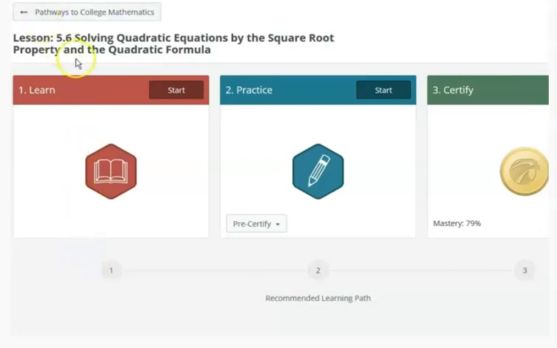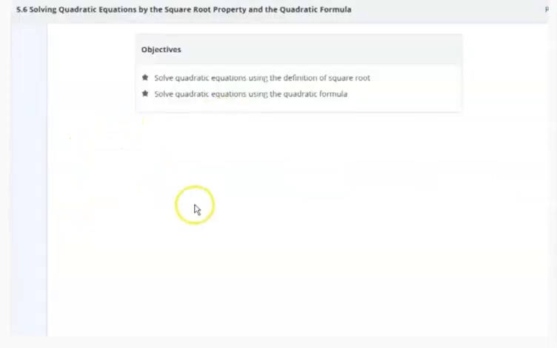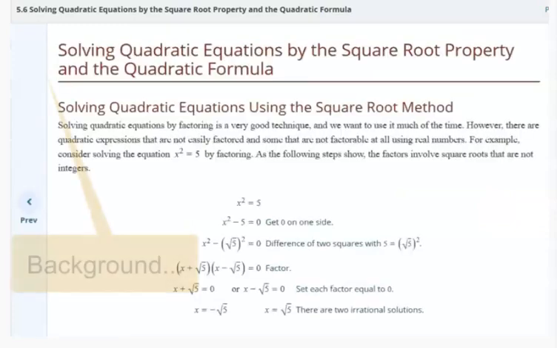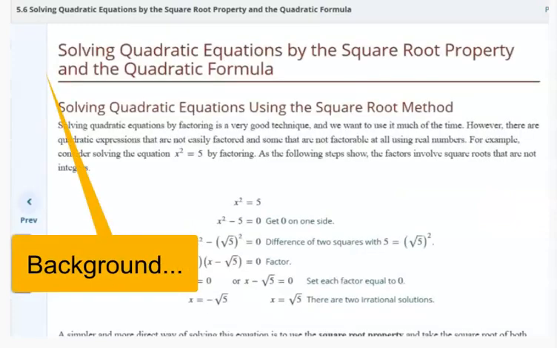Continuing on with section 6 of chapter 5, solving quadratic equations by square root property, and then later the quadratic formula. Now, in this lesson, we're going to be pulling in a lot of things we just had, including the radicals. Two objectives, rather short. Let's go on to get some background.